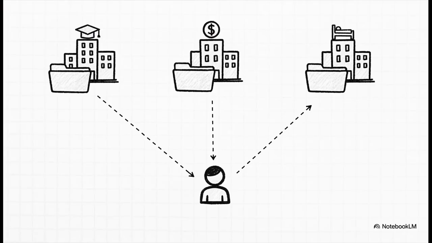Imagine you're a student at a university, way back when. The academics office has a file with your name and your grades. The accounts department has a completely separate file with your name and your tuition payments. And the housing office? They've got another file with your name and your dorm room. All separate, all disconnected. I mean, what could possibly go wrong, right?